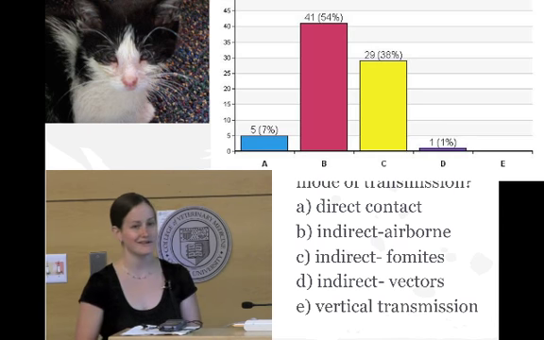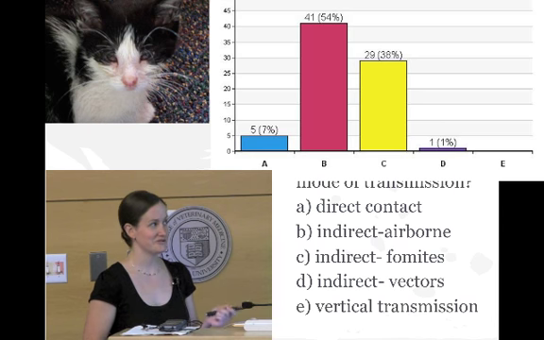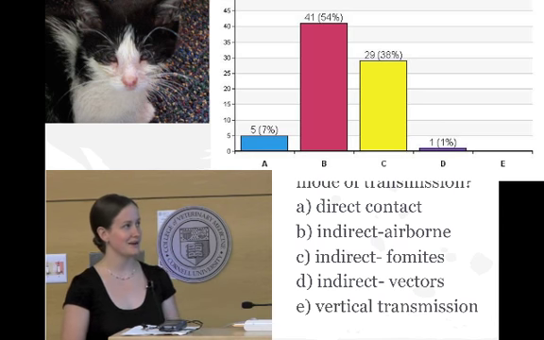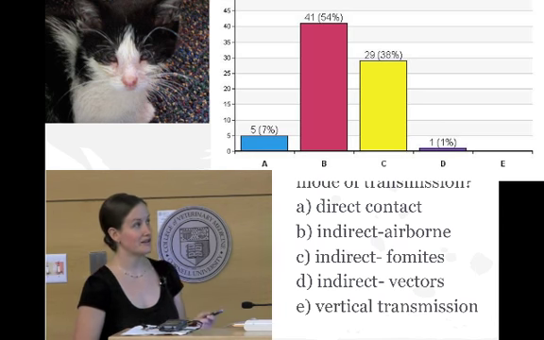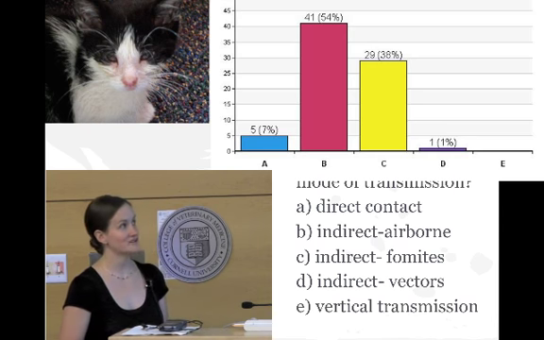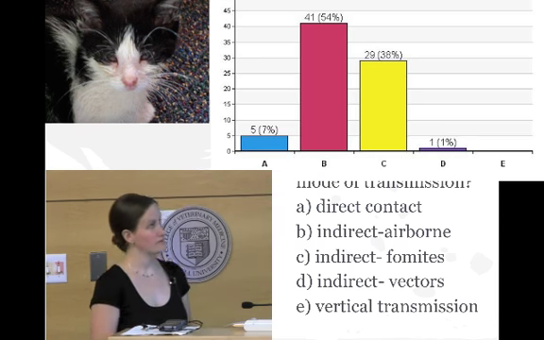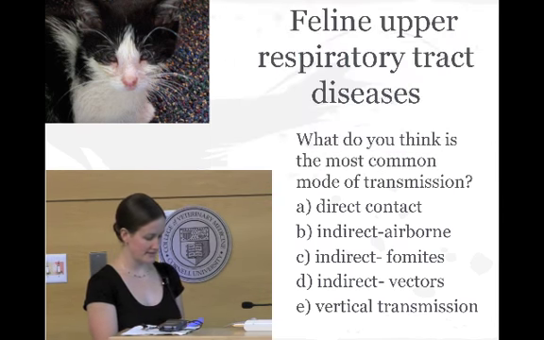So airborne is not necessarily as common, but droplet is, and I kind of led you astray by not actually including it in my answers. But very good in that indirect fomite transmission definitely happens, as well as direct contact, especially in the communal housing setting. We're going to go on to one last example.